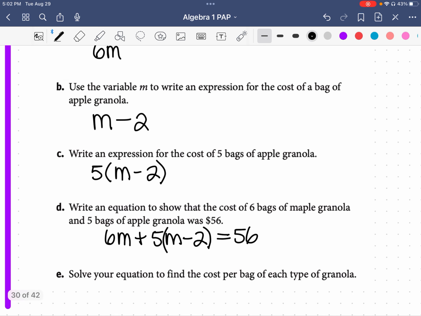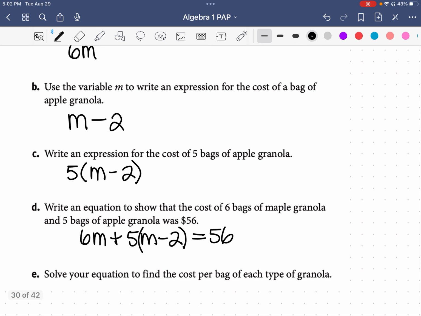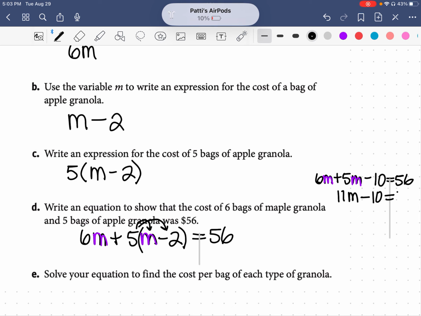Now we're going to go ahead and solve. Let me see, I think I have some space right over here. The first thing I would do after drawing my line and noticing that I have two variables M is seeing that the second M is in the parentheses. So I'm going to go ahead and distribute the 5, giving me 6M plus 5M minus 10 is equal to 56, okay? Because 2 times 5 is 10. Now I can see that I have two variable M's that I can combine together to give me 11M minus 10 is equal to 56.